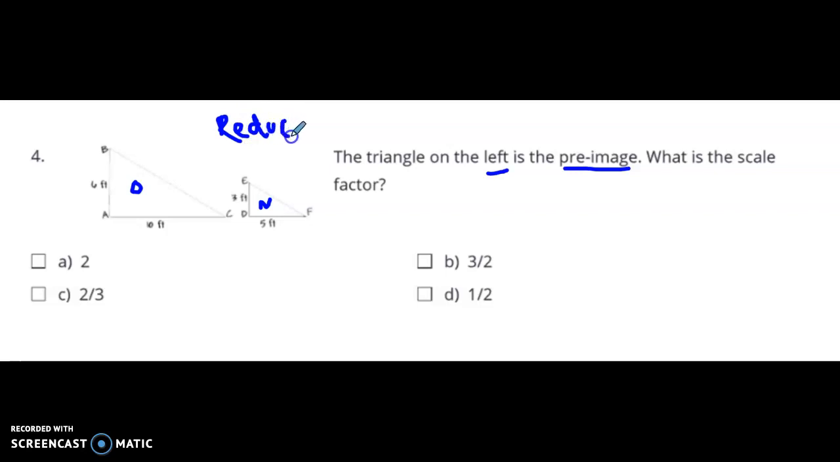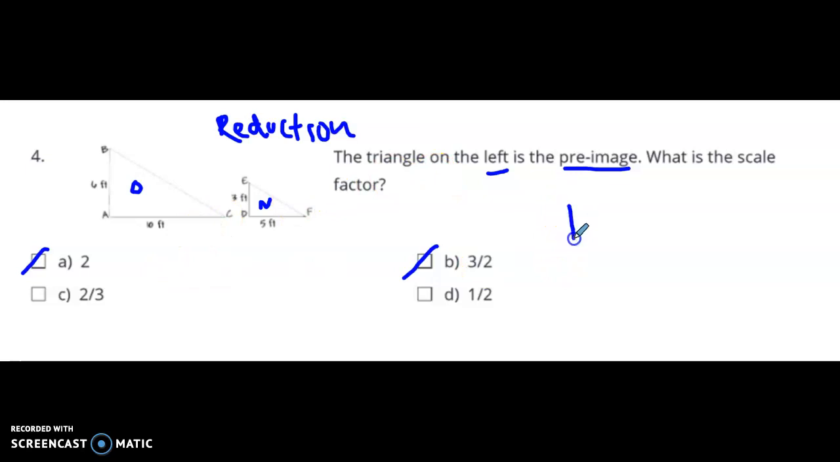If it's a reduction, we know our scale factor is less than 1. So because of that, we know that 2 is out. And because this fraction is improper, it's actually more than 1. So A and B would be out. What is the scale factor?